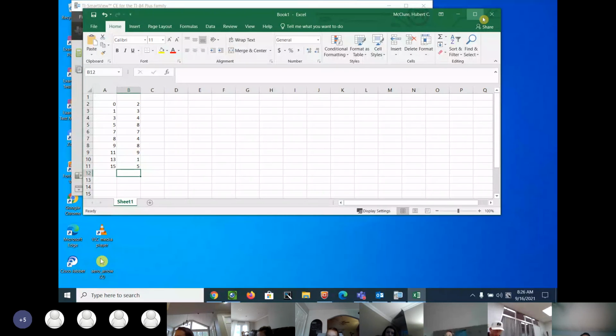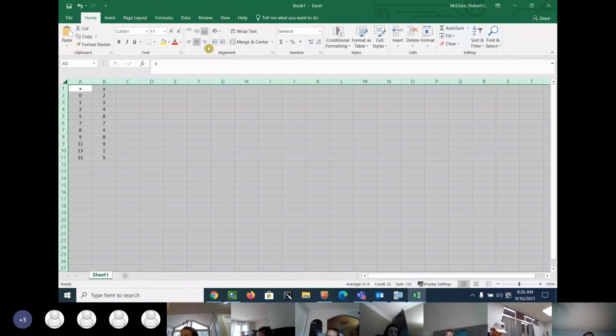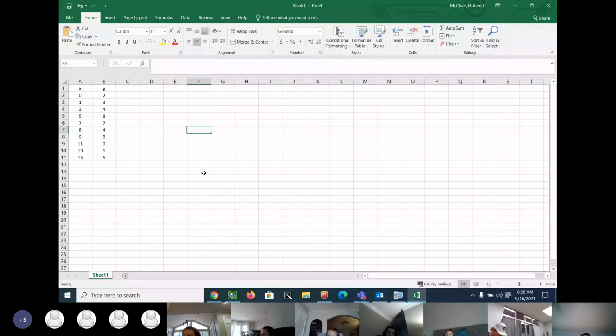Now, I like using an Excel spreadsheet because you can actually do a little bit more with it, and you've got a little bit more freedom. So, first of all, let me go through and do this. There we go. There's our X and our Y, so I'm going to highlight both sets of numbers.